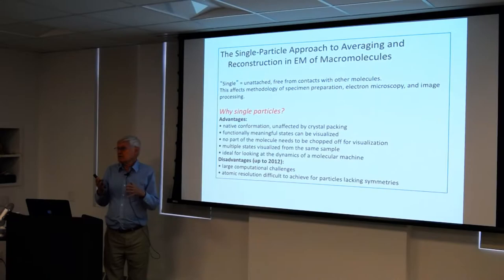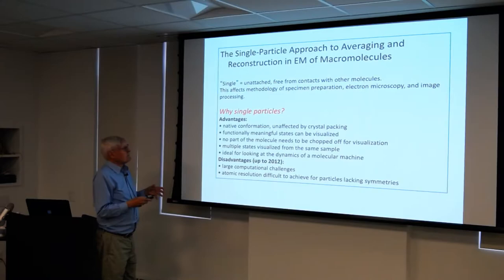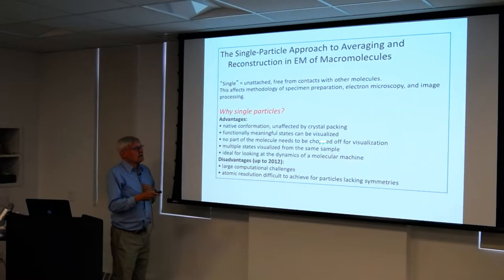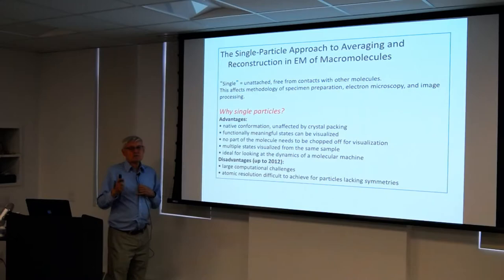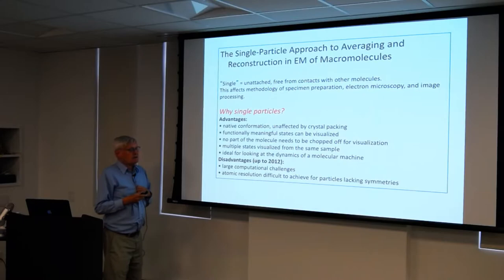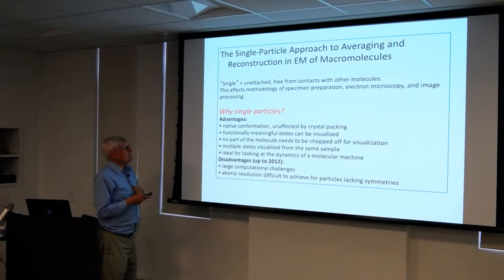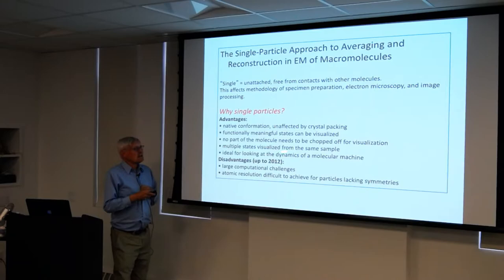So it means that with cryo-EM, functioning, meaningful states can be visualized. Very often in X-ray, if it doesn't form a crystal, then certain parts are chopped off. The idea is that at least part of the molecule can be gotten at very high resolution, and so something has to be sacrificed. And then, as I already mentioned, multiple states can be visualized from the same sample. And so it's very advantageous for looking at the dynamics of a molecule.